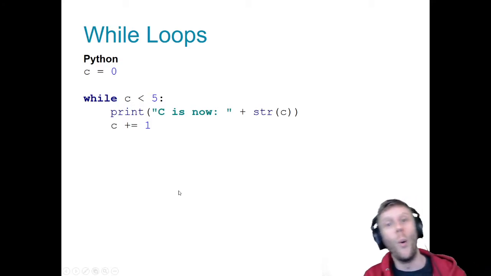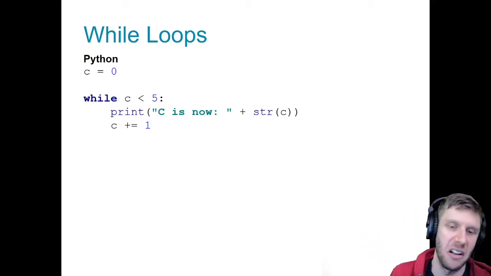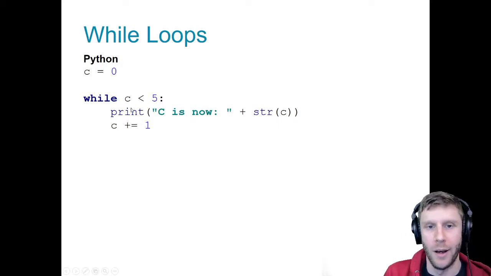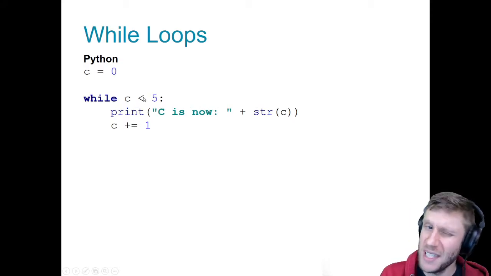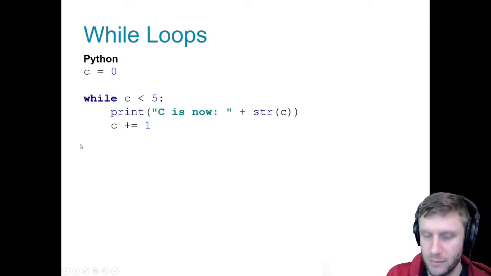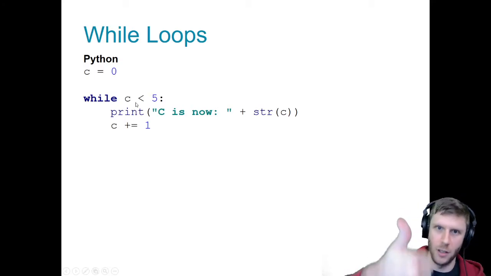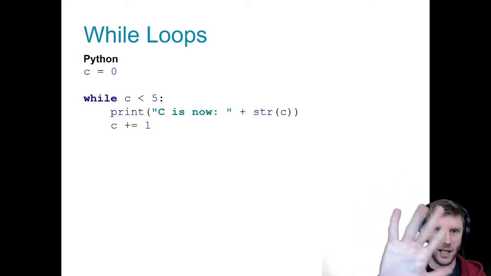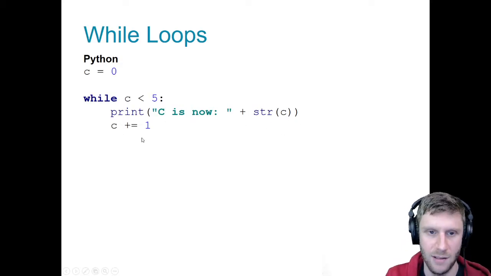Okay, a while loop. So in Python, here's our while loop. We start a counter. I started at 0 because why not? While C is less than 5, we know this is going to loop 5 times. Although C will never get to 5 until after the loop's done, because it'll be 0, 1, 2, 3, 4. That's 5. So print C is now whatever that is, and then we're good to go.